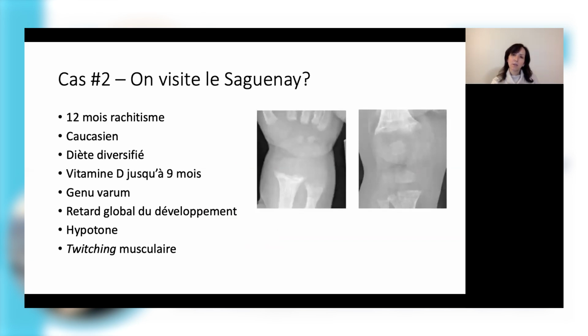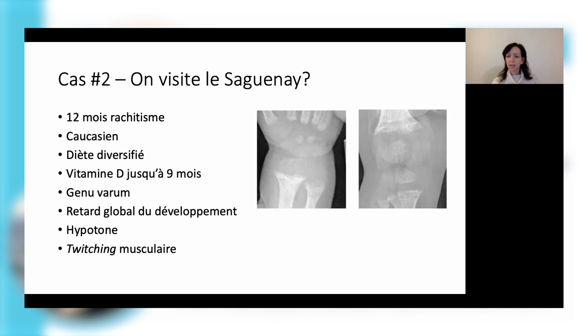Okay, so another case of rickets. This time it's a boy who's 12 months old. He's Caucasian. He has a diversified diet. He was taking vitamin D supplementation until about 9 months of age, and then the prescription ran out and it wasn't taken again. The child has genu varum. He also has a global developmental delay. He's hypotonic, and the mom reports what you think is some muscular twitching.